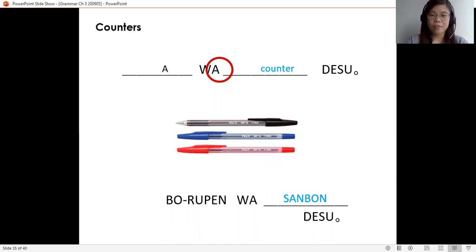Next we have ball pen. Again, ball pen is a thin long object, so we can use the counter hon. We have three, so that's sambon. So you can say boru pen wa sambon desu.